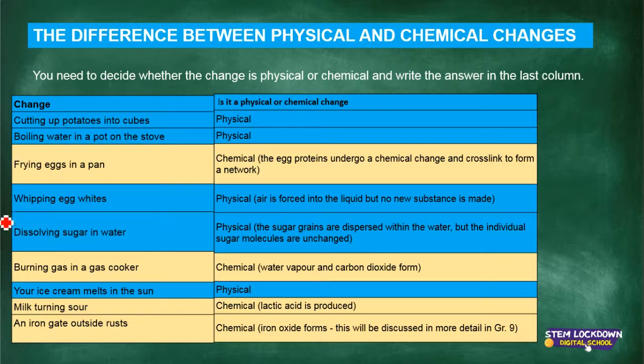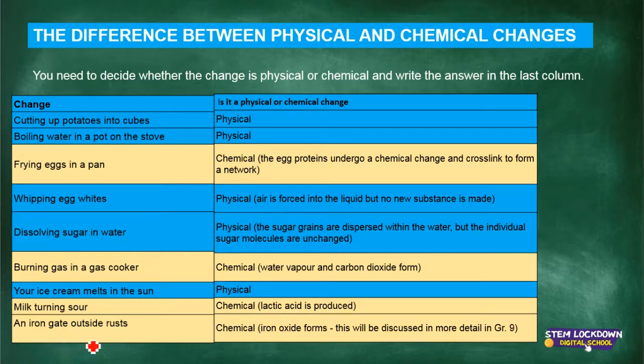So burning gas in a gas cooker is a chemical change because water vapor and carbon dioxide form. So when you burn gas in a gas cooker, you have carbon dioxide and water forming. So your ice cream melting in the sun, the melting process is actually a physical change. And the milk turning sour, that's a chemical change because when the milk turns sour, lactic acid is produced. So another substance is formed.